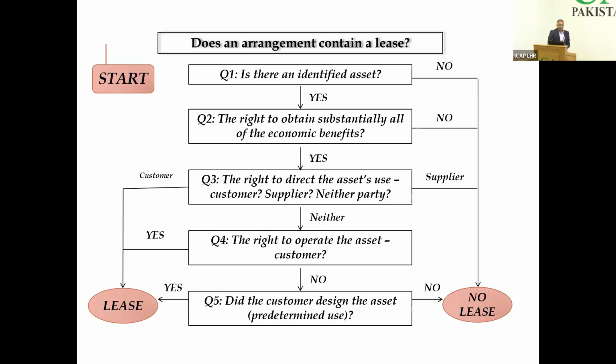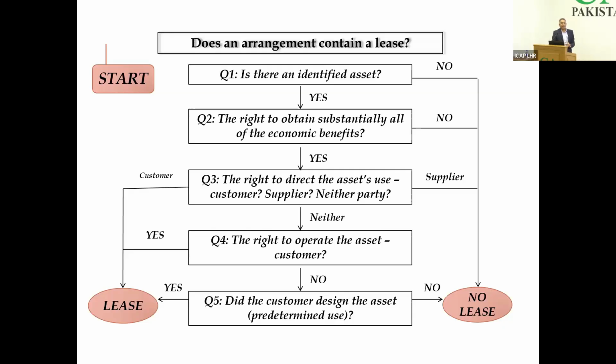And then if there is an identifiable asset, the answer to the first question is yes. Then the second question is the right to obtain substantially all of the economic benefits: whether the customer has the right to get all of the economic benefit. If the answer is no, then again it's not a lease contract. If the answer is yes, then the next question is the right to direct the asset's usage, and who has the right to direct the usage. If the right to direct is with the customer, then it's a lease contract. If the right exists with the supplier, then it will not be a lease contract.